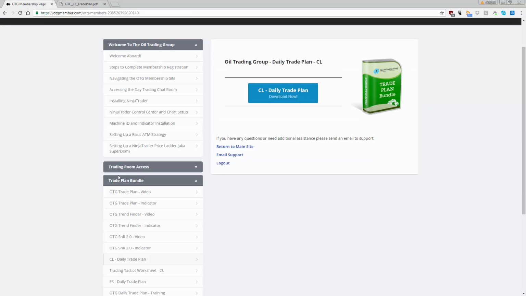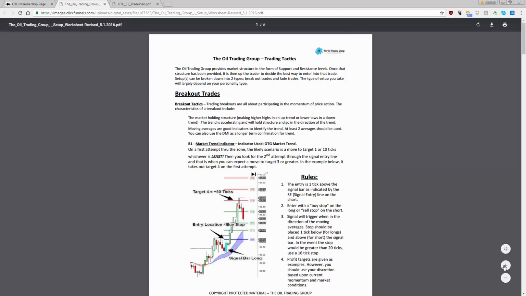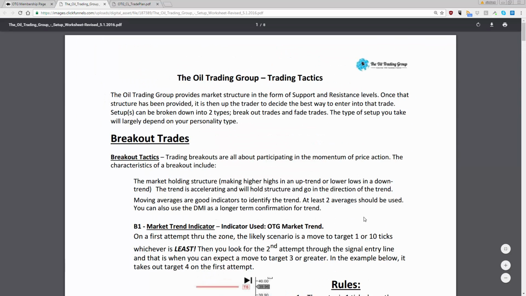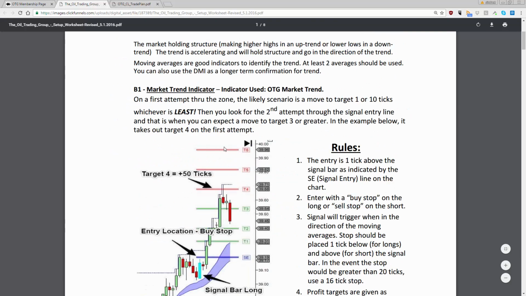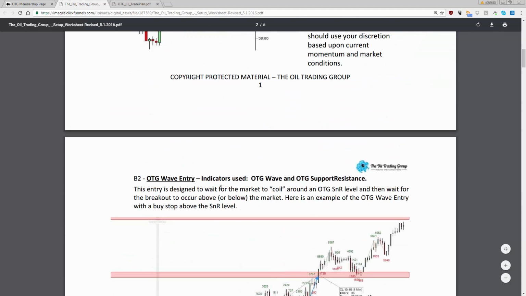So we've spent just a little bit of time talking about trading tactics. Let's go to the tactics worksheet here. And so each one of these tactics are broken down into breakout trades or fade trades. So the first breakout trade here is a market trend indicator. So this is a B1 tactic for a breakout. Again, it gives you the rules, etc., and that's one of your OTG indicators.